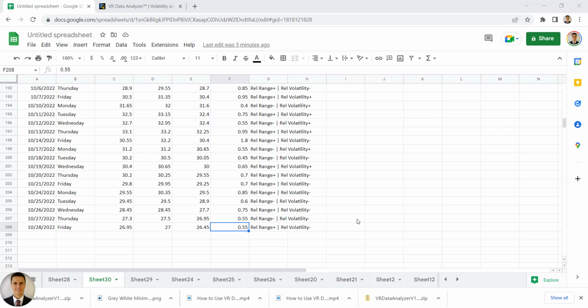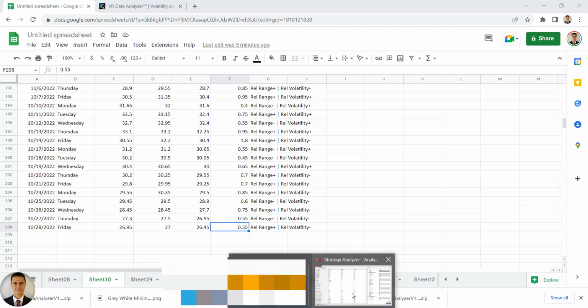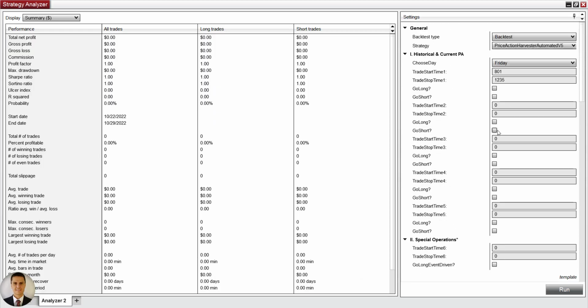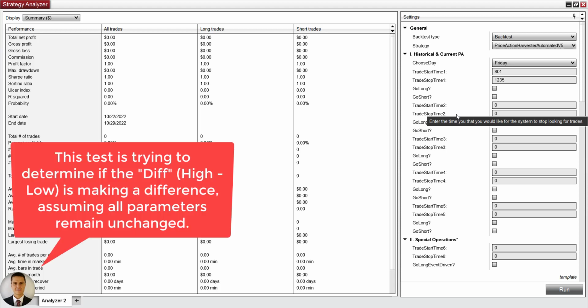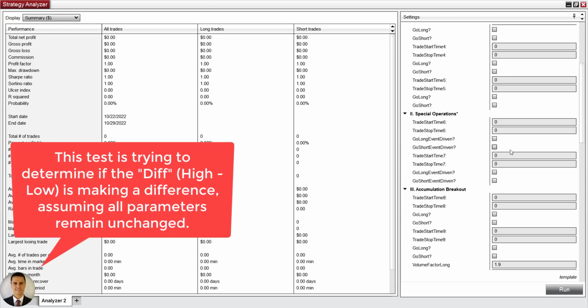Now let's go ahead and take advantage of this data and apply it in Price Action Harvester Automated. So let's go ahead and show you that. I've loaded Price Action Harvester Automated version 5. I'm going to look at Fridays because I want to look at the last 5 Fridays, in particular the ranges that VR Data Analyzer produced for Fridays. I want to see if the ranges are making a difference here. Okay, so we're going to do an all things being equal test.